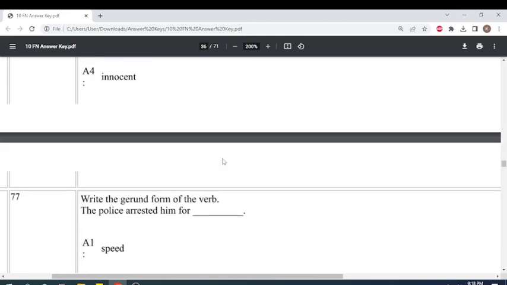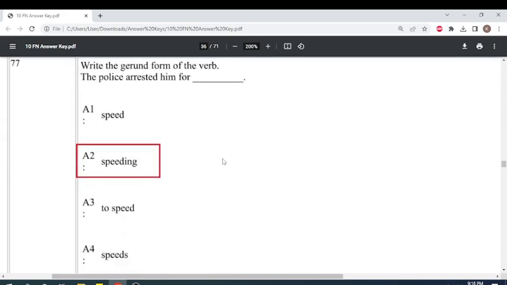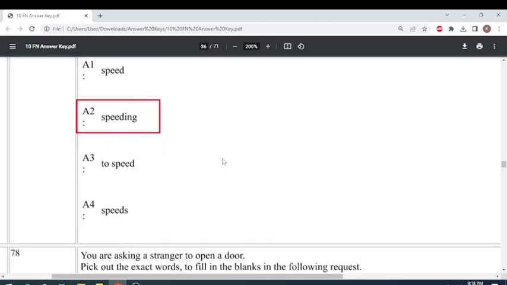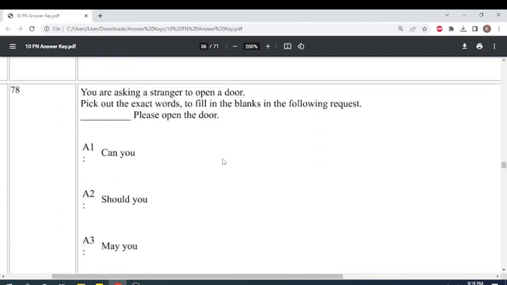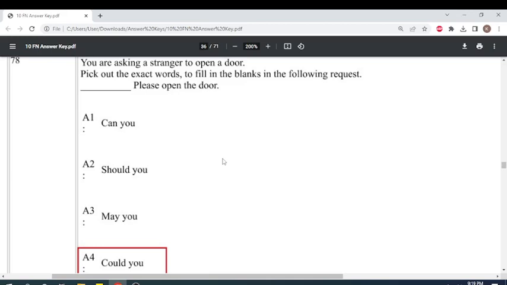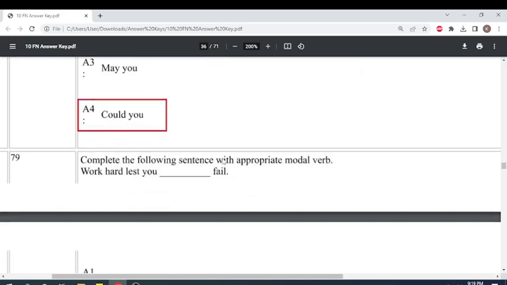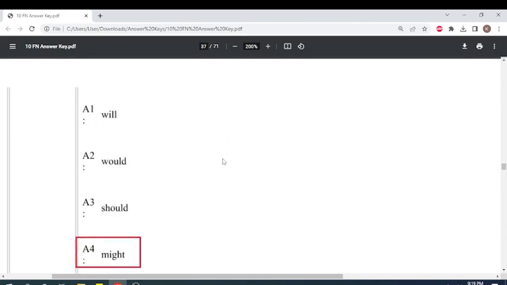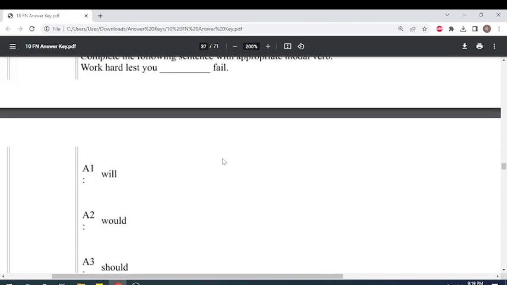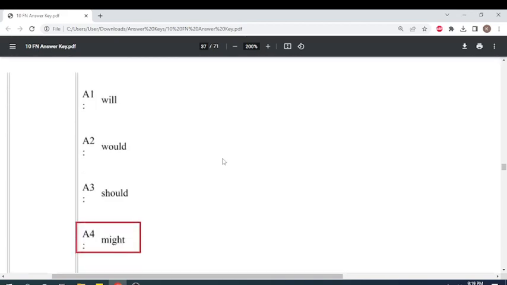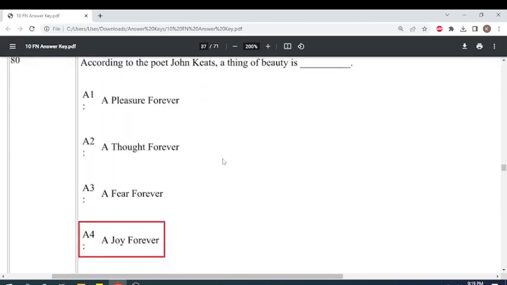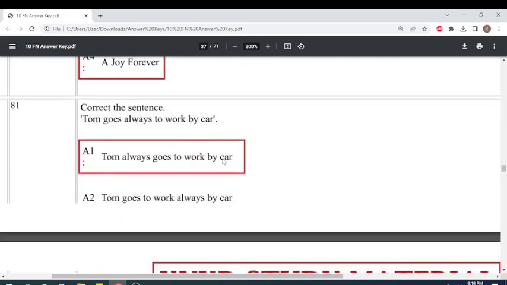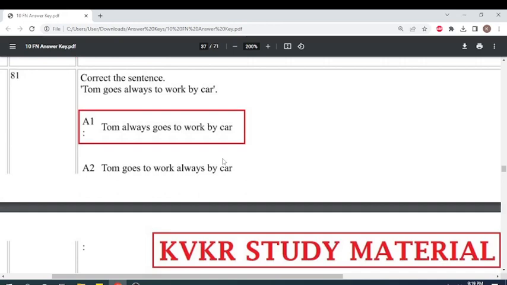77 question answer A2. 78 question answer A4. 79 question answer A4. 80 question answer A4. 81 question answer A1.